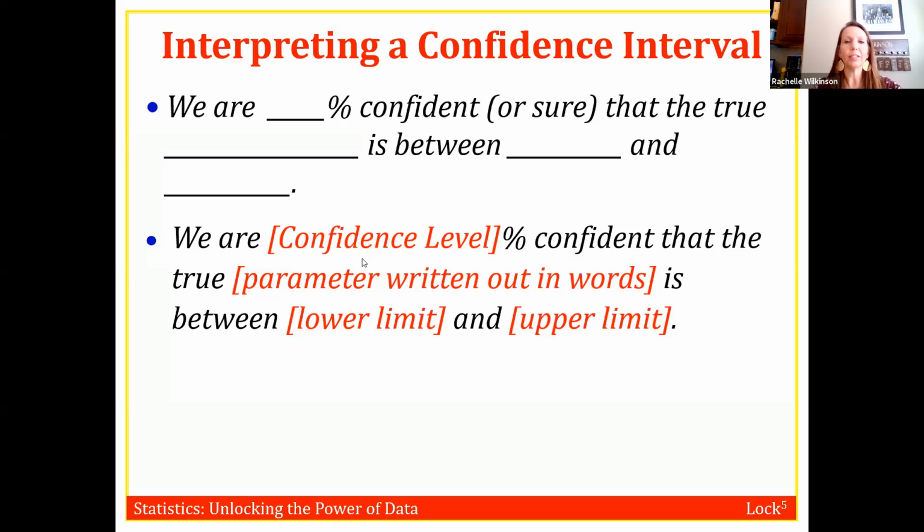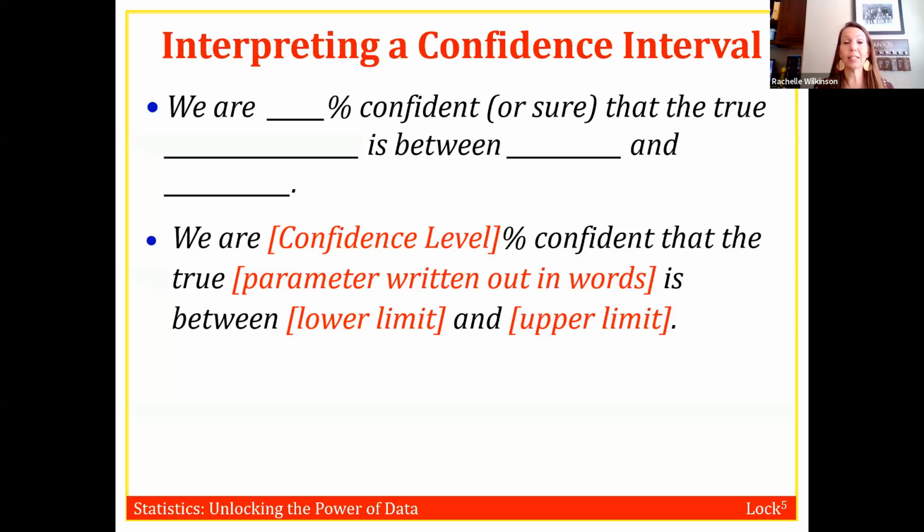So we'd say we are, whatever your confidence level is, percent confident that the true, and then this is going to be your parameter written out in words. We had an example like this in class last time where we defined the parameter in words. Whatever you write there, however you define your parameter in words, you plop those words right in here. Then you just say is between, and you have your lower limit value and your upper limit value. And if you want to go the extra mile, throw those units on there as well, and that makes you look really cool.